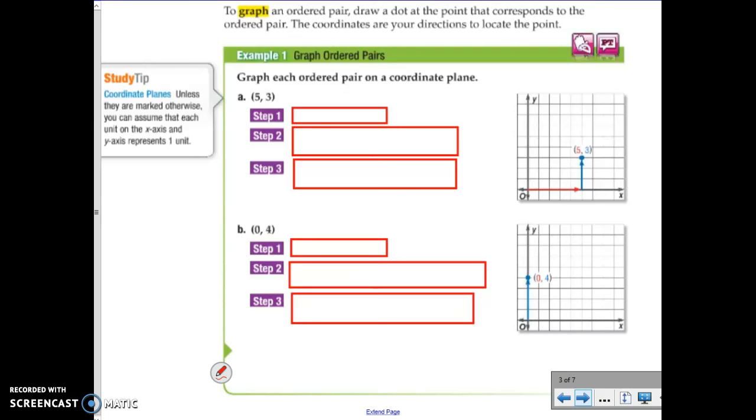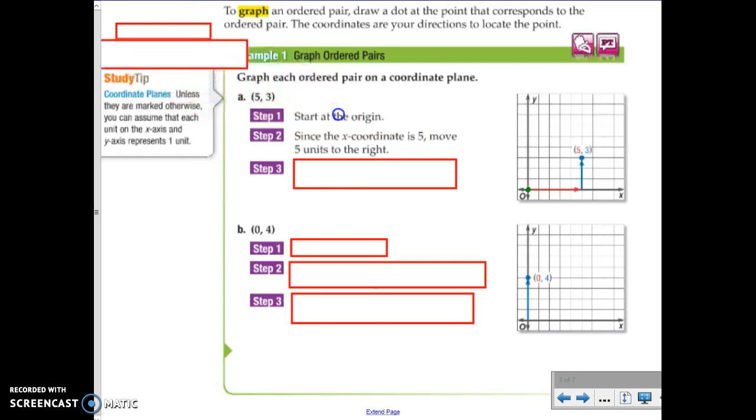So, in example 1, we're asked to graph each ordered pair on a coordinate plane. Your first step here is to start at the origin. Always reference back to the origin, which is where those two number lines intersect. The second step is, since the x-coordinate is 5, you move 5 units to the right. Just as you would read a regular number line, all positive numbers on the x-axis are to the right, and all negative numbers on the x-axis are to the left.